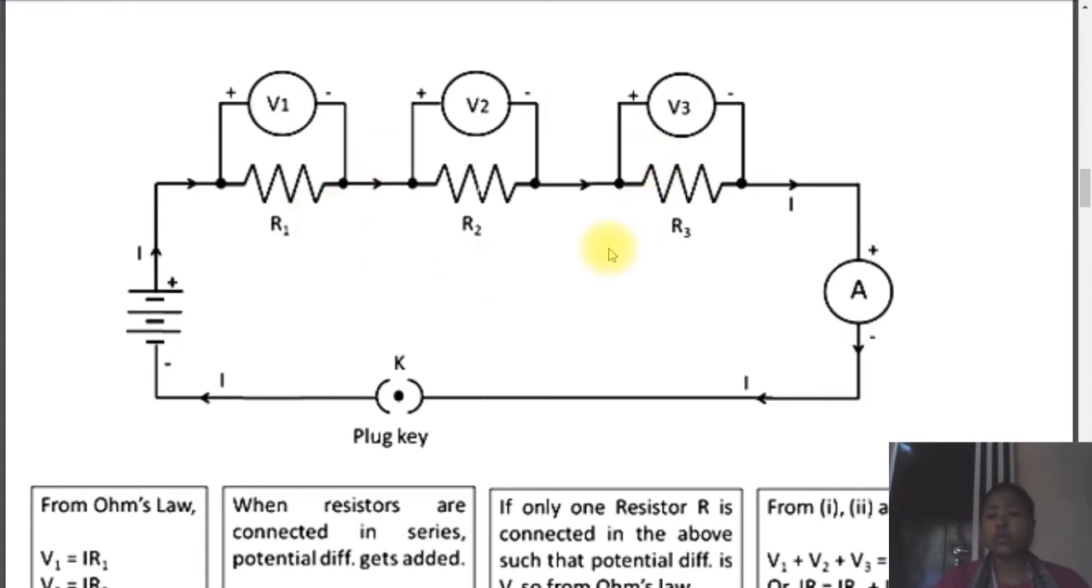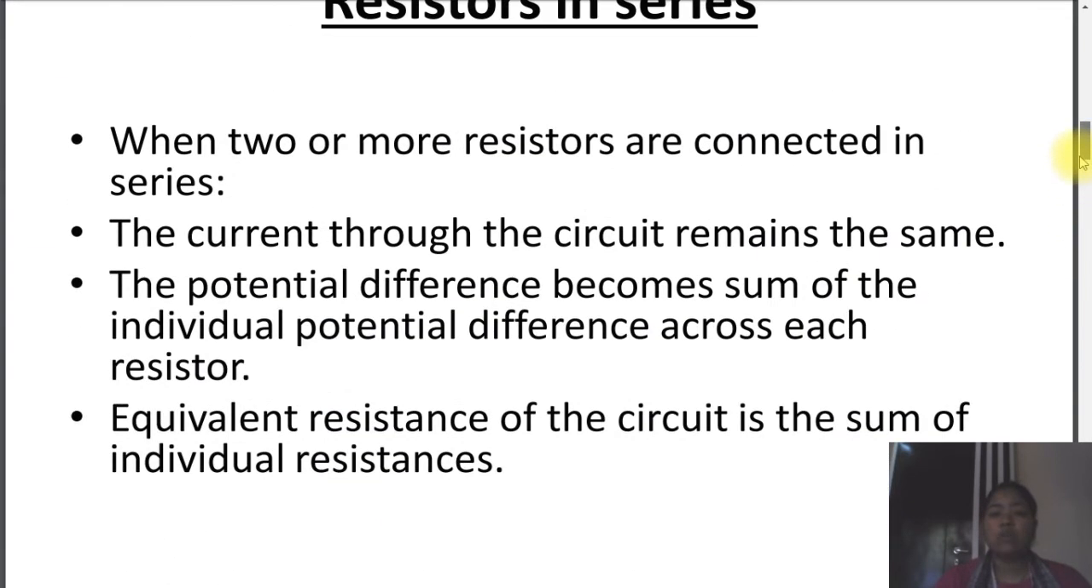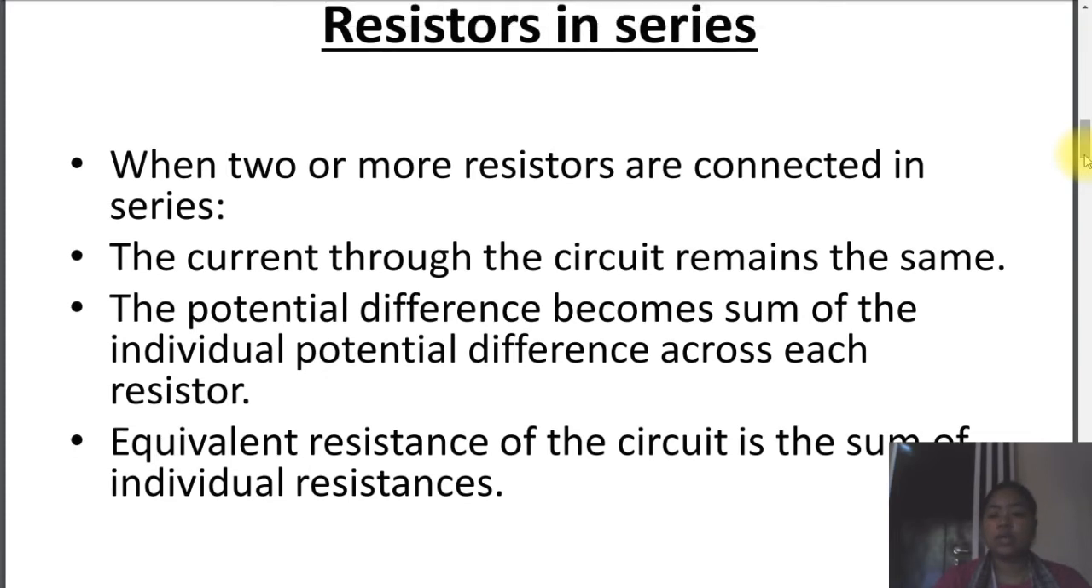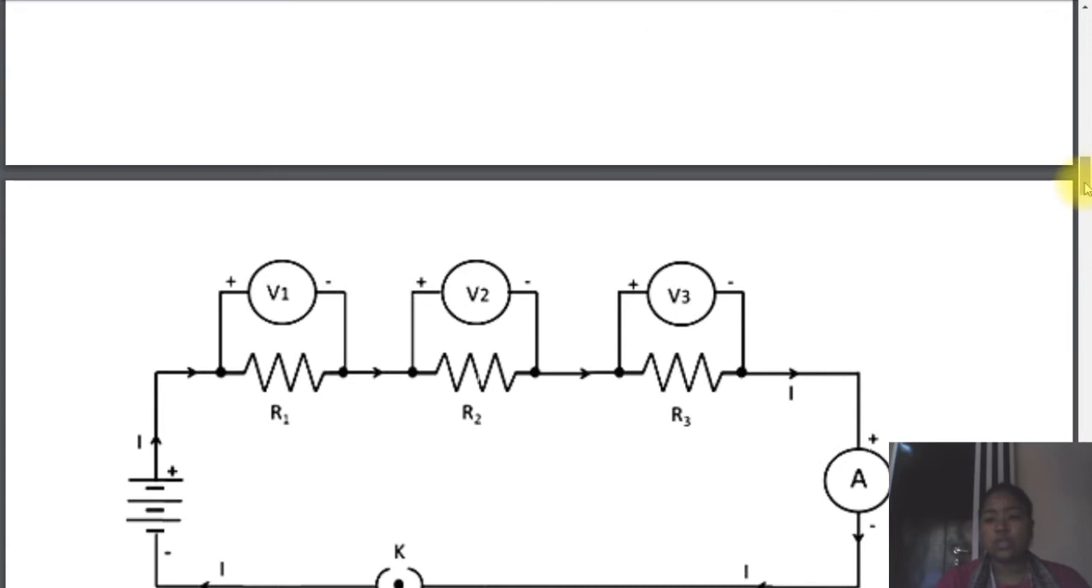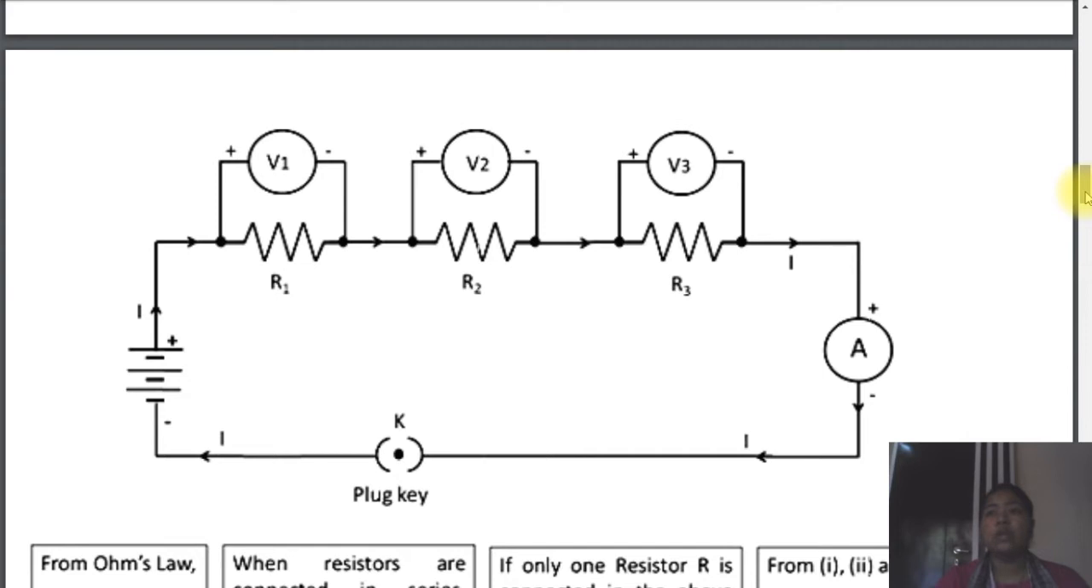Now the question is how we know that the current will remain the same through the circuit and the potential difference will be divided among the resistors. For this we have one experiment. By the experiment we calculate the value of the current and the voltage. In the activity, firstly we will connect this ammeter to the whole circuit.